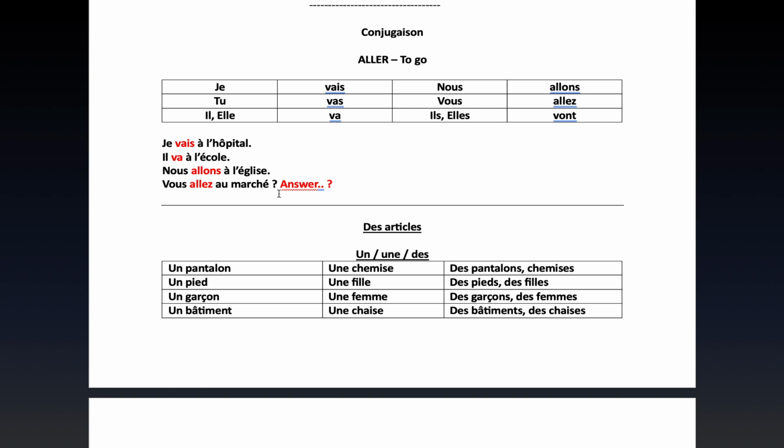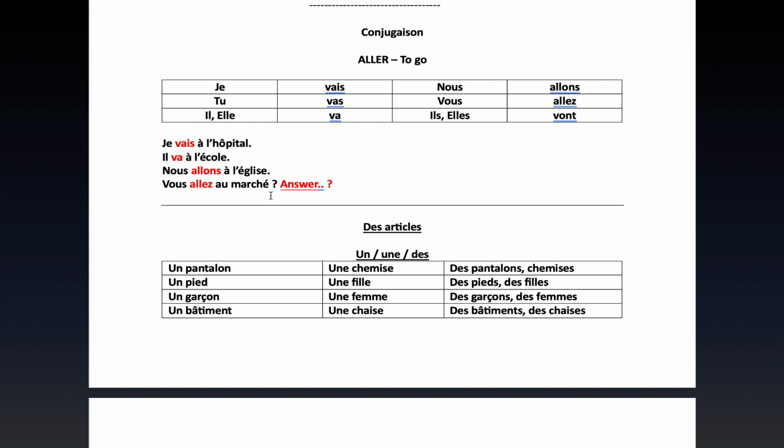Vous allez au marché. But in this case, I've put it in a question form. Vous allez au marché? Marché is a market. So you are basically asking the question, you are going to the market? So those are the different sentences you can form with the verb aller when it is conjugated.